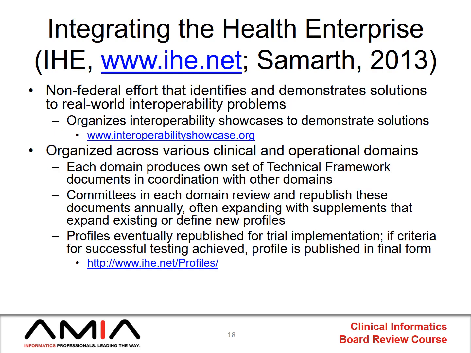Another important standards-related organization in healthcare is Integrating the Health Enterprise, or IHE. This is a non-federal effort, and it attempts to identify and demonstrate solutions to real-world interoperability problems. This is usually done through organizing of interoperability showcases that demonstrate these solutions in action.